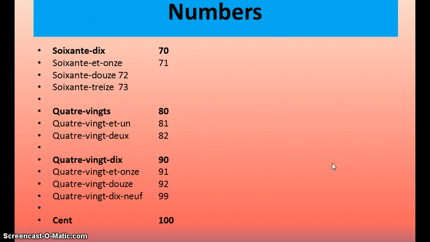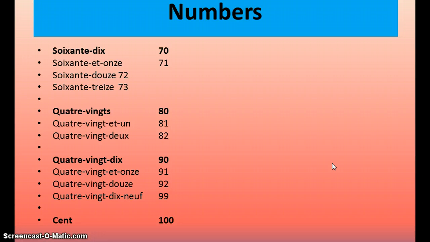Okay. For the 90s, you will use 10 through 19. So 90 is quatre-vingt-dix. 4, 20, 10. So 4 times 20 is 80 plus 10, 90. 91 is 80 and 11, or quatre-vingt-onze. 92, quatre-vingt-douze, literally 80-12. 99, quatre-vingt-dix-neuf, is literally 80-19. And then 100 is cent.